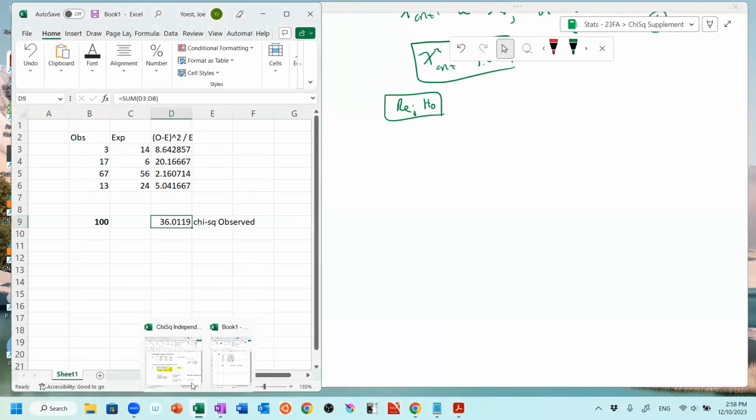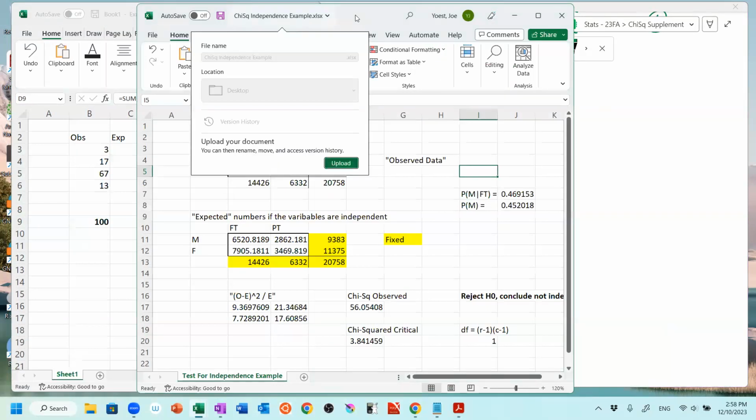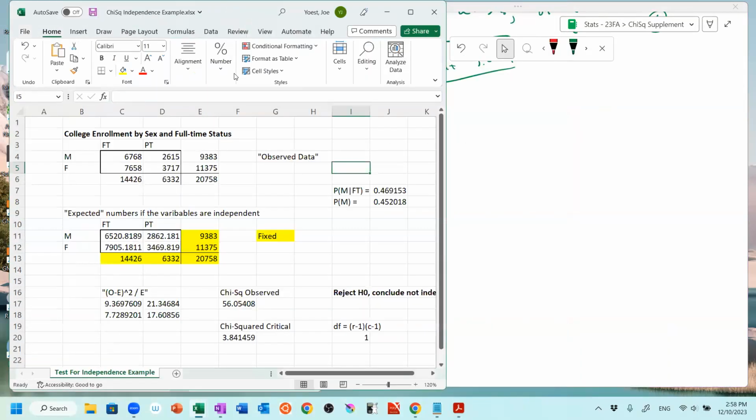Okay, so I do have one last example, and this is purely on Excel. One more example of independence. So we have an example of college enrollment by sex and full-time status. And we're interested in whether we think that the sex of one of our students versus their full-time or part-time status are independent or not. Do we think there's a relationship between the two?